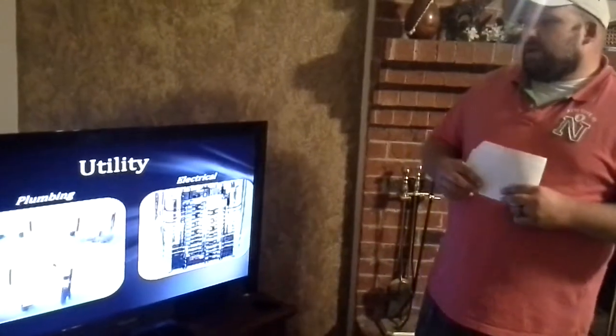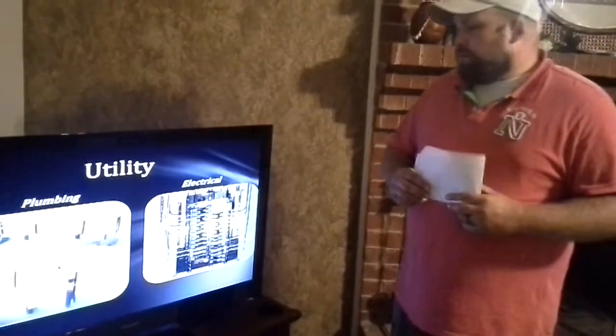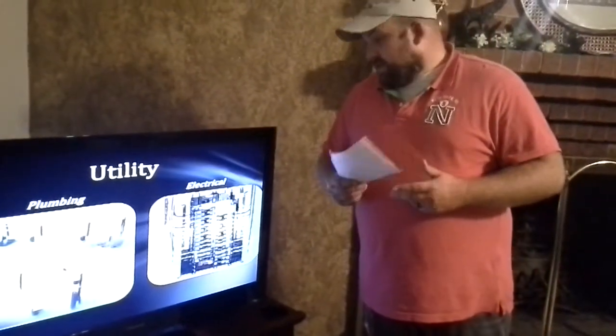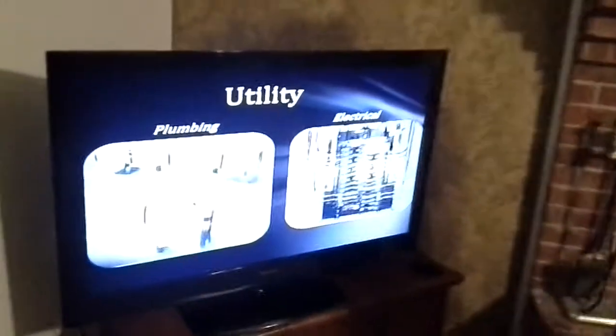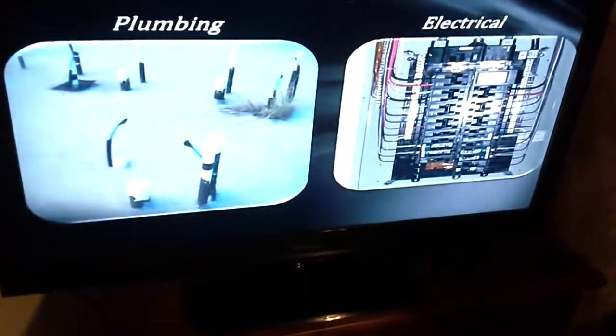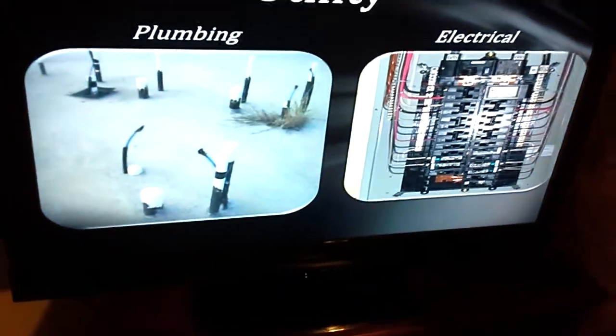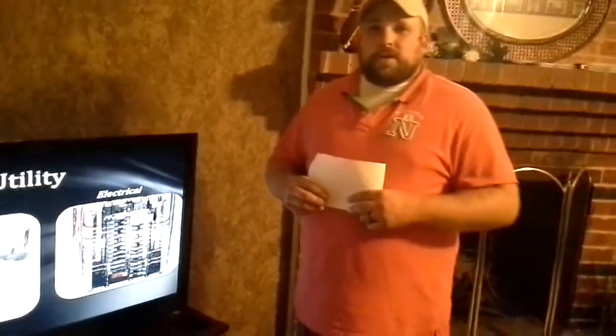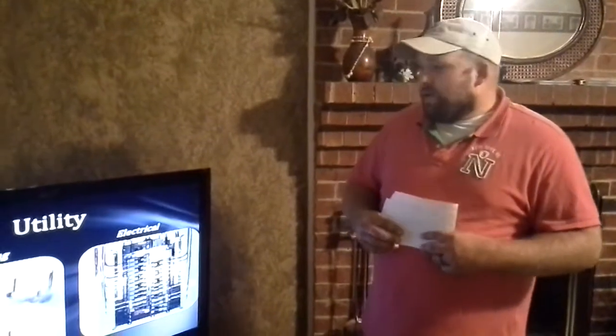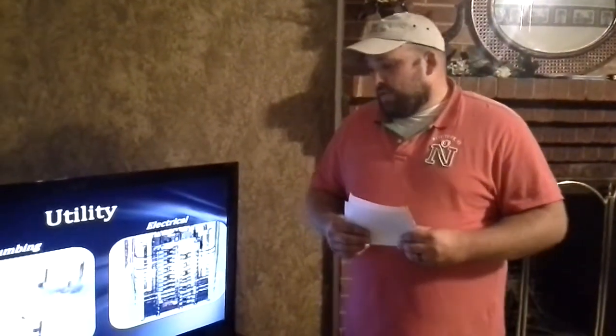And then you have your utility. Your utility includes your plumbing and electrical. And your electrical could be run through your slab, but most of the time it's run through an exterior wall because it's hard to access that electrical if it's in the slab. Then you have your plumbing, which is also run through your slab.